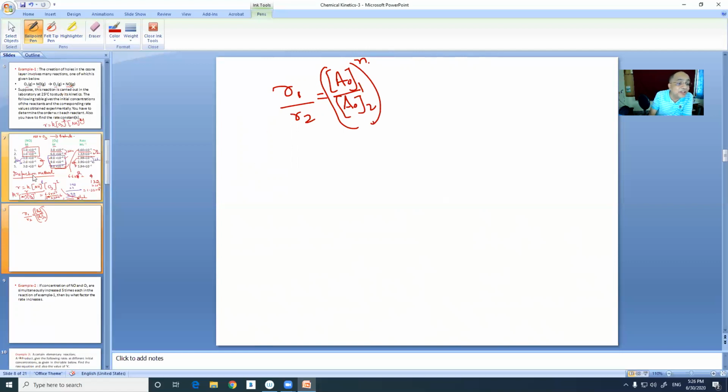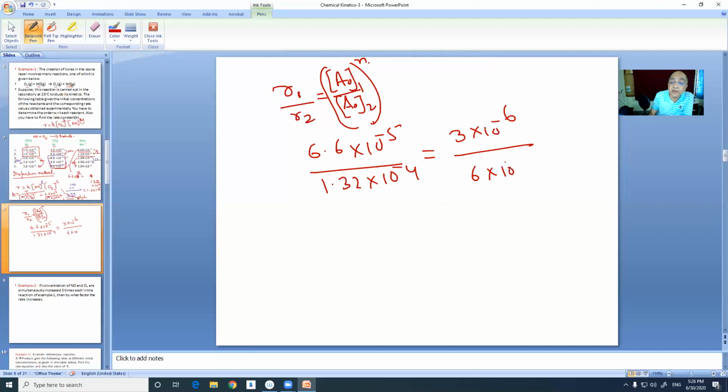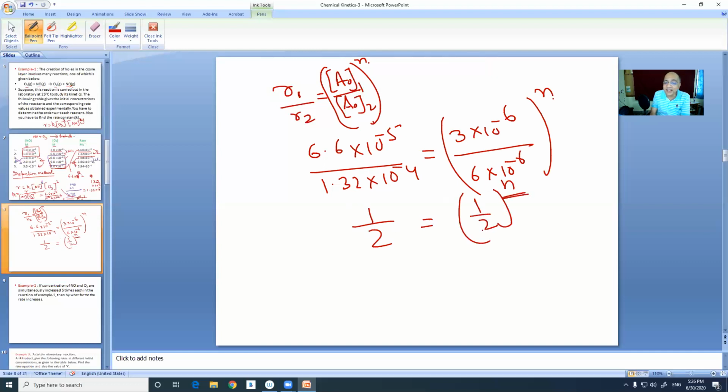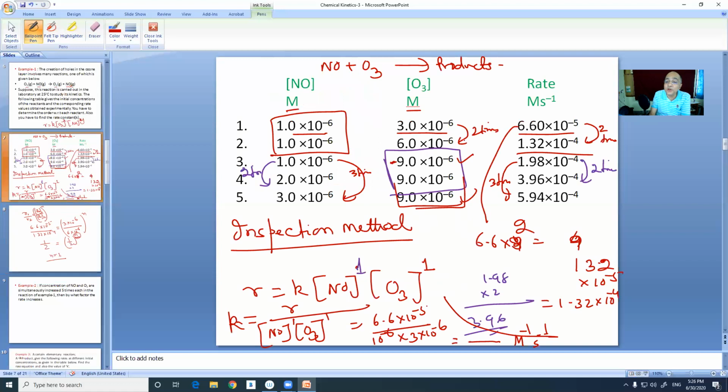So let us take, it is visible here, R1 is 6.6 into 10 to the minus 5 by 1.32 into 10 to the power minus 4, which is equal to the corresponding variable data, 3 into 10 to the minus 6 by 6 into 10 to the minus 6. That means double to the power n. So this is 1 by 2 and this is also 1 by 2. Then what will be n? Obviously n has to be equal to 1. So the order with respect to ozone is 1, because we have compared between data where this is fixed.